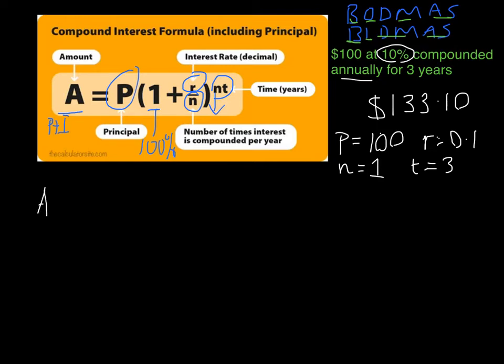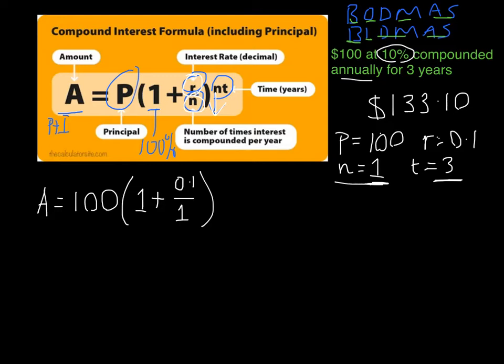So our amount is going to be equal to our principal, which is $100, multiplied by 1, representing 100% of that original principal, adding on the rate, which as a decimal is 0.1, divided by the number of times it is compounded, so that is 1, all to the power of n times t. So n times t, I can already see n is 1, times the time, which is 3. I'll just put that as 3 straight away.